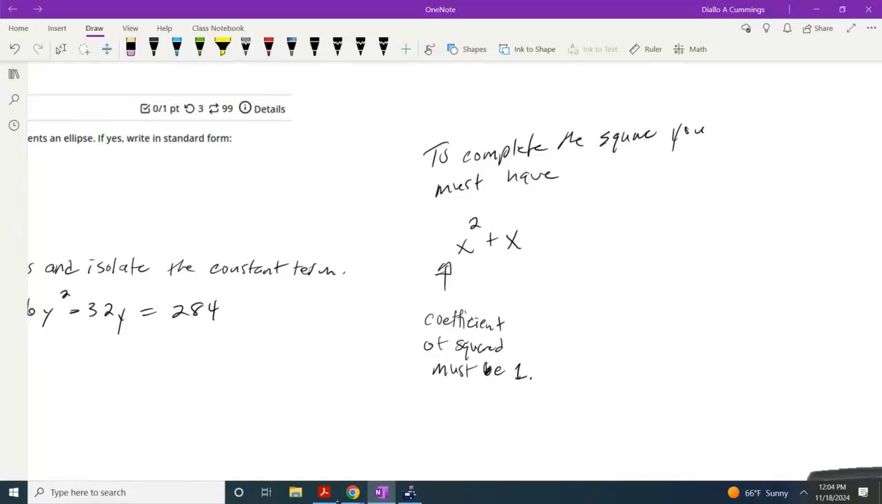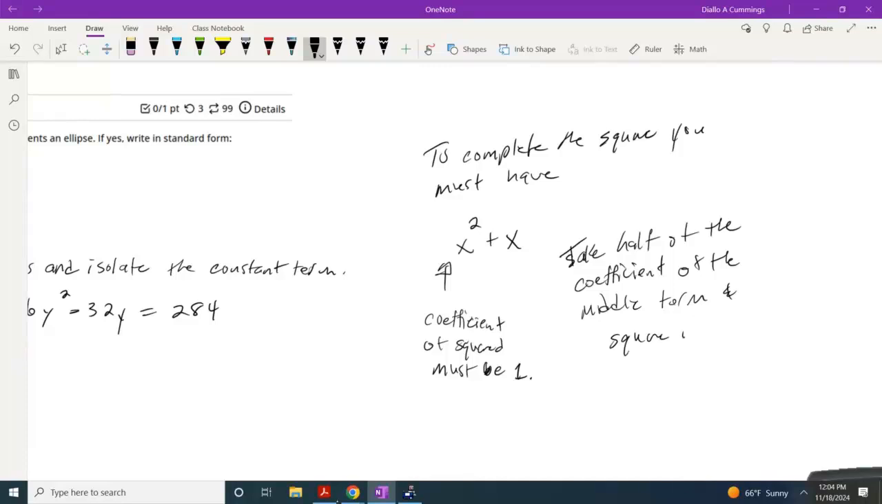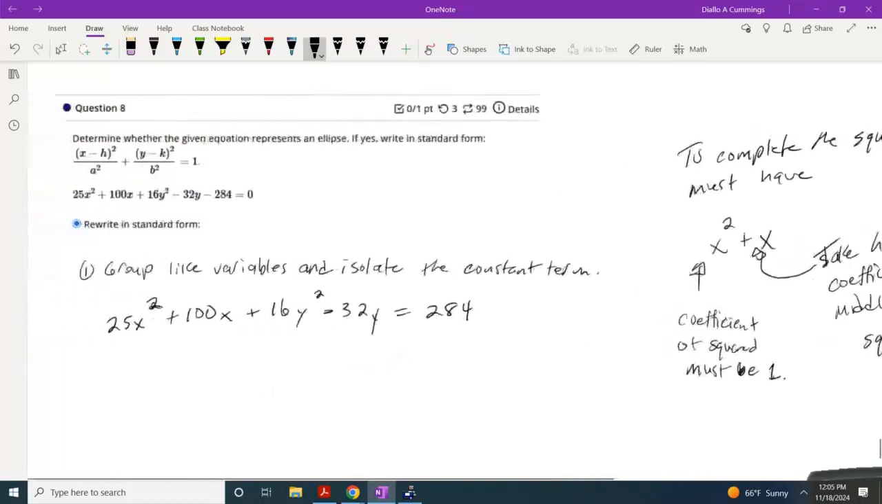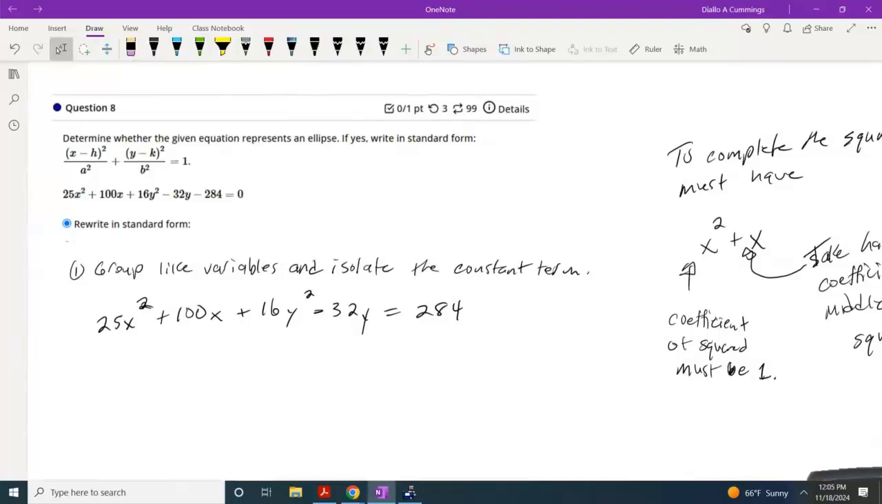I'll just show you how it is. Once you have the right form, the coefficient is 1, you want to take half of the coefficient of the middle term and square it. For this example, the coefficient is just 1, but that's not always going to be true. Now if we go back to our problem, we have two variables, an x variable and a y variable, so we're going to have to complete the square twice.